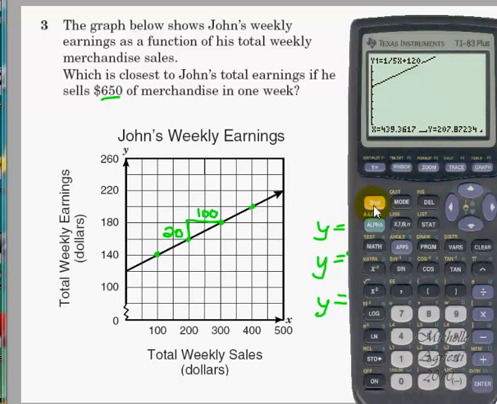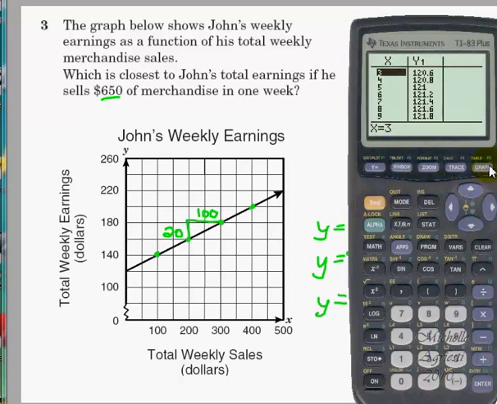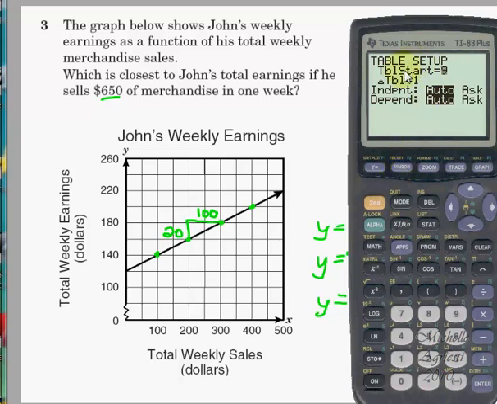Or better yet, let's go to the table. But here we have a problem too, because we want X to be 650, and that's a lot of scrolling. But there's a way to set the table where we want. Right here it says table set. So I do second table set, and this is table start. Let's start at 650. This little triangle means delta table or change in table. This says it's going up by 1. Let's just have it go up by 50.